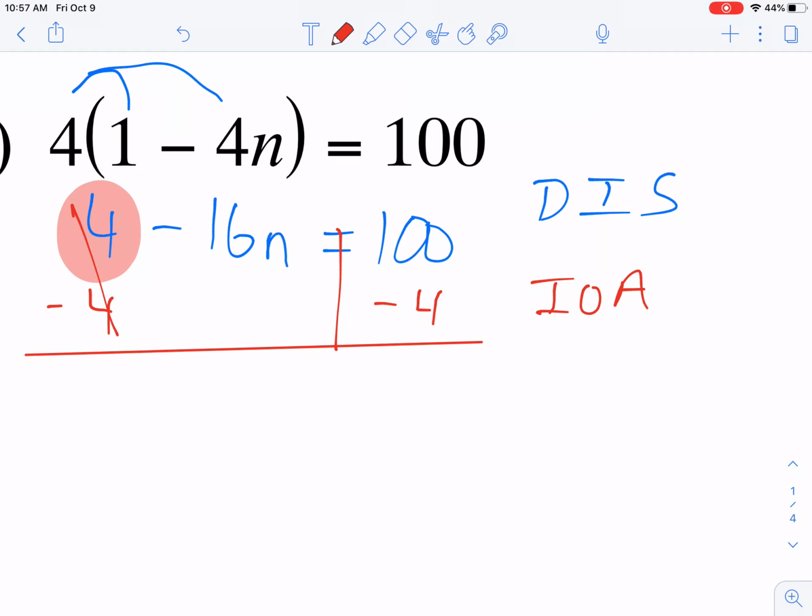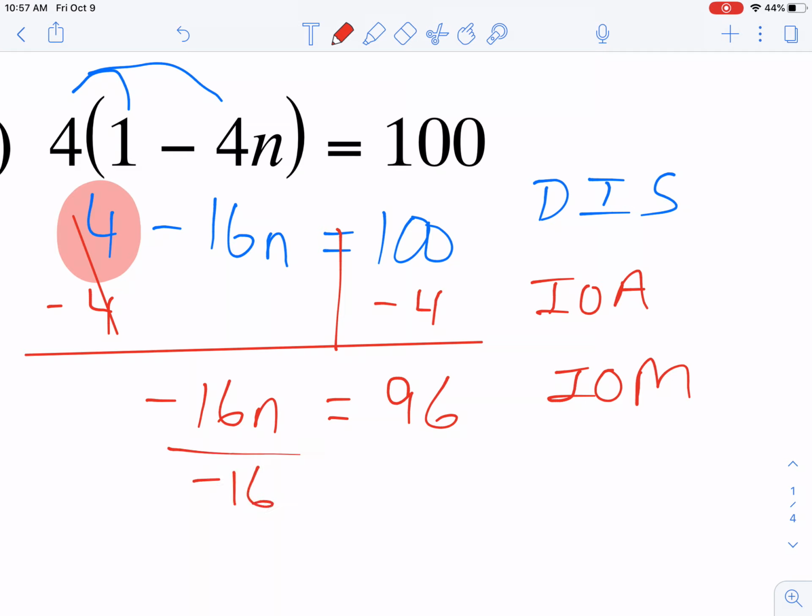The 4's are going to cancel out. Negative 16n drops down. Whenever there is a negative sign, or minus sign, you need to bring that with you. The equal sign comes down. 100 minus 4 is 96. My last step is to do the inverse of multiplication. And so to undo negative 16 times n, I'm going to divide by negative 16 on both sides of the equal sign.